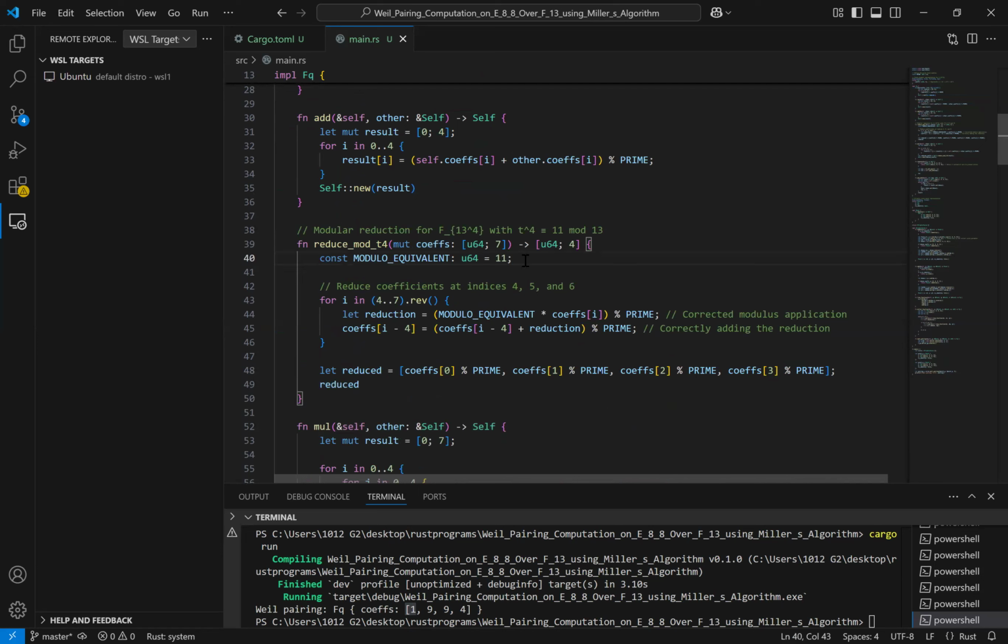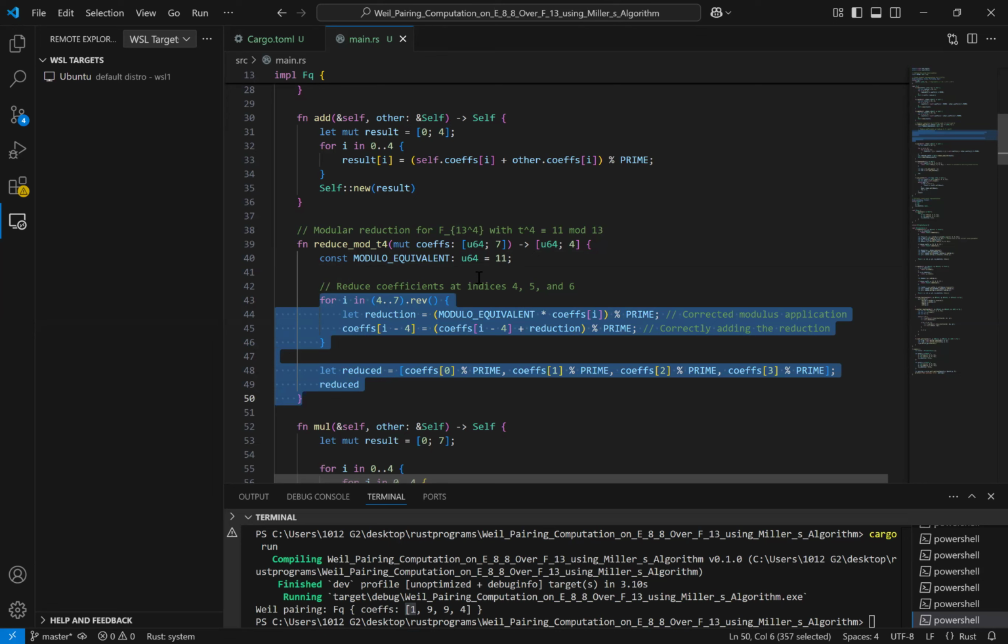Okay, so this is where I put our 11. This is where our 11 is. So this is then what you'll be reducing. Every time you have t raised to 4, it will be 11. T raised to 6, 11t squared, and so on. Now, this is where we're now reducing the coefficients.